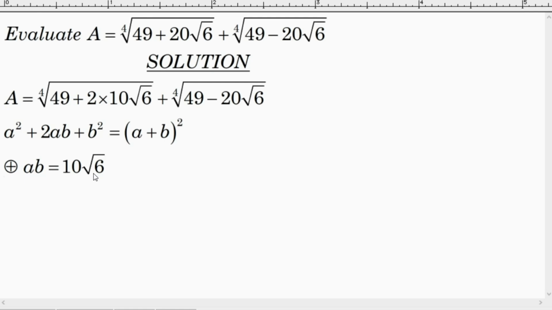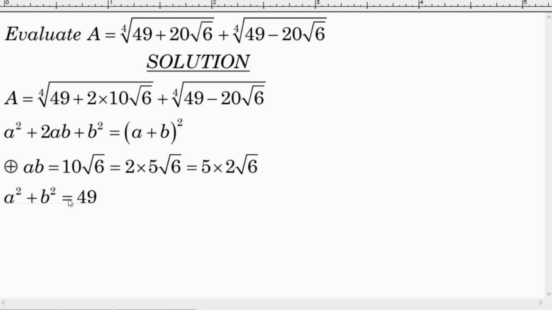10 times square root of 6 can be written as 2 times 5 square root of 6, and it can also be written as 5 times 2 square root of 6. We could have other multiplications for a times b equal to 10 square root of 6, but we just take these two. Then I want to find the values of a and b, but they can only be taken if they satisfy a square plus b square being equal to 49.